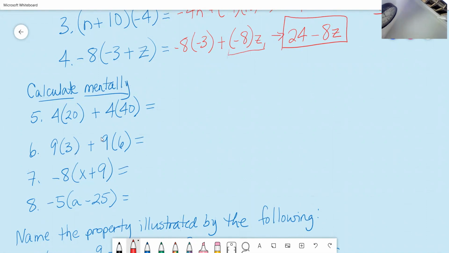Come on, guys. So hopefully you've paused it and you're coming back now. Think of it very simply. Anything times a multiple of 10, like in the case of 4 times 20, is just 4 times 2 and add a 0. So 4 times 20 is 80. 4 times 40 is 160. So then you have 80 plus 160, which is 240.